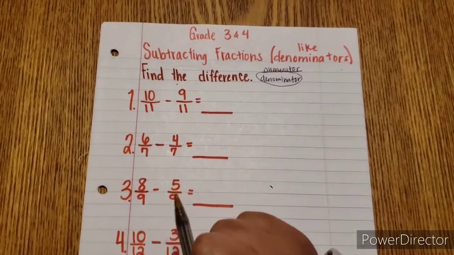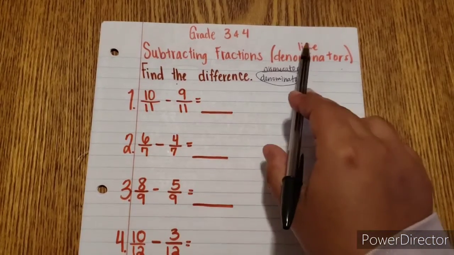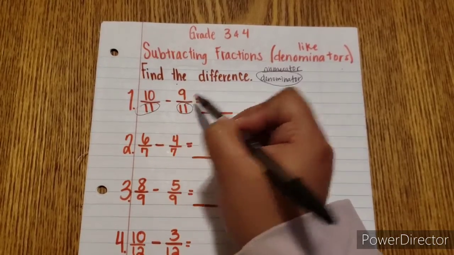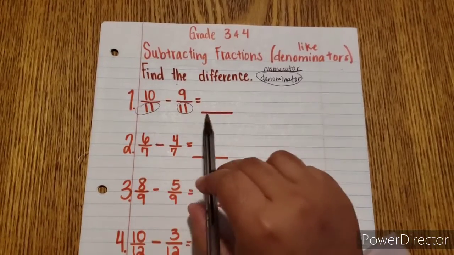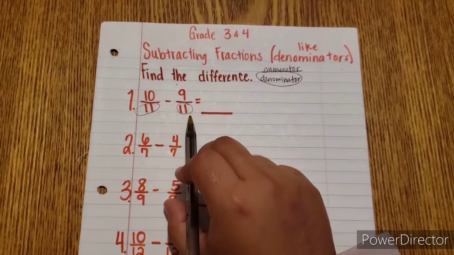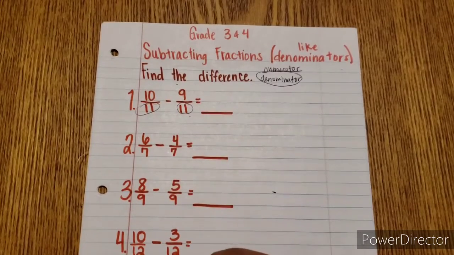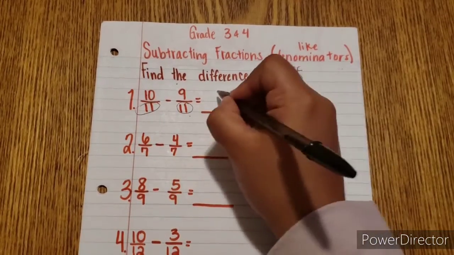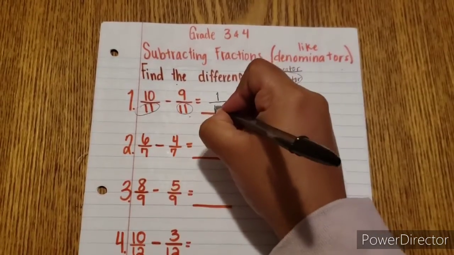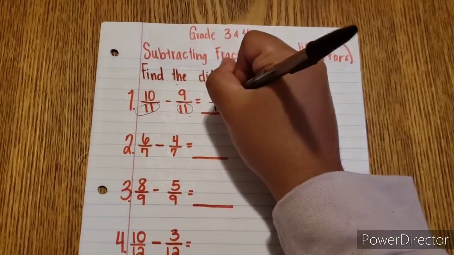So if we look at number 1, we have 10 over 11 minus 9 over 11. Like denominators mean that the bottom are the same. So that means it will stay the same. So we have 10 over 11 minus 9 over 11. What we would do is 10 minus 9. What is that? That is 1. So it would be the 1 on top over 11. So we keep that 11. So the answer is 1 over 11.